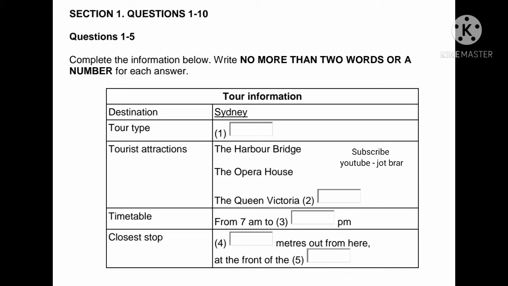Is there a set timetable for the tour? No. The buses run in a loop around the city all day. And what hours do the buses operate? They run from 7 a.m. in the morning until 9 p.m. each night. That sounds nice. Yes. And the closest stop is just 20 meters out from here, at the front of the hotel.